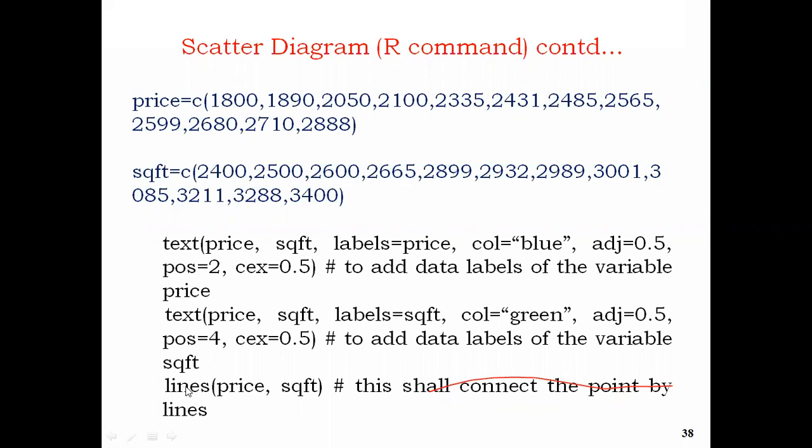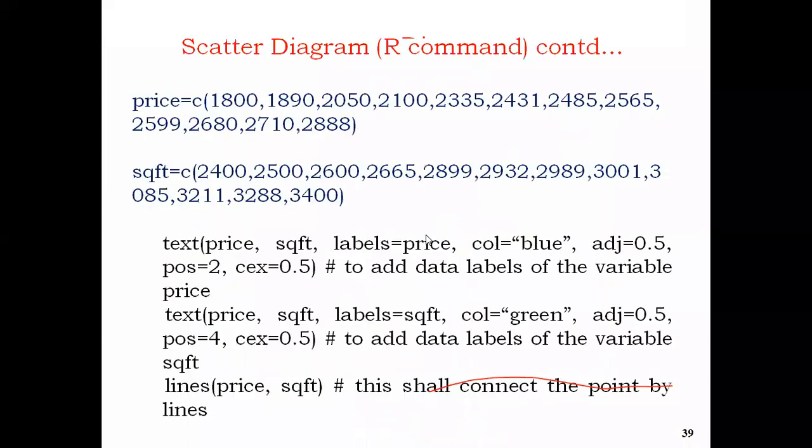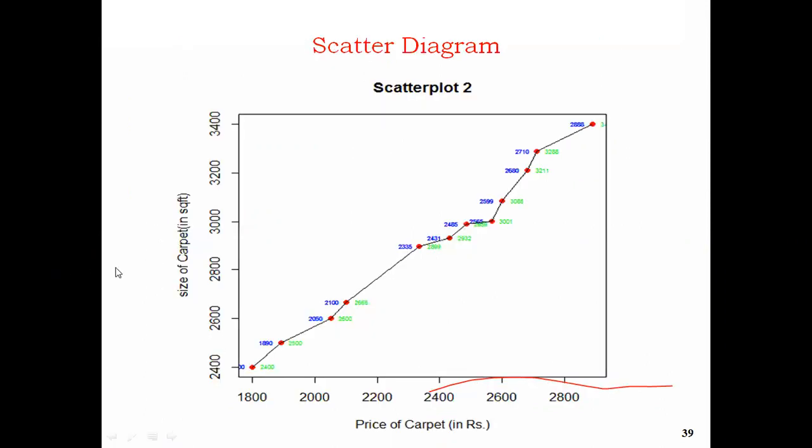Lines means, you see in the diagram again, lines are coming here. This is your R command: lines, then within the bracket, price, comma, square feet. So this will connect the points by lines. Okay, so this is all about this diagram. I think all of you have understood. If you have any query, then you can ask me.